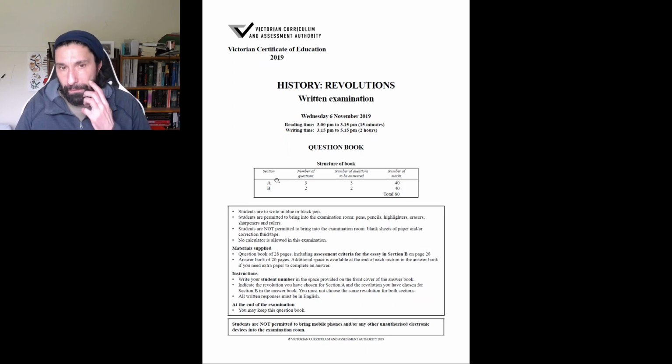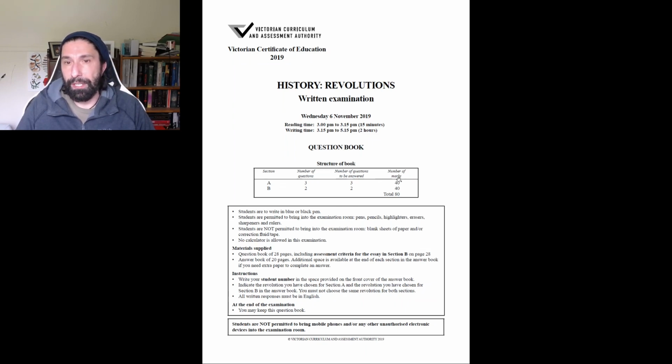So for example, we have studied the Russian Revolution and the Chinese Revolution. We could answer section A on the Russian Revolution, and if we chose to do that, then we would have to answer section B on the Chinese Revolution. If we flipped it and decided to answer section A on China, then we'd have to answer section B on Russia. You cannot just do all of the questions on the Russian Revolution or just all of the questions on the Chinese Revolution. You must answer questions on both.